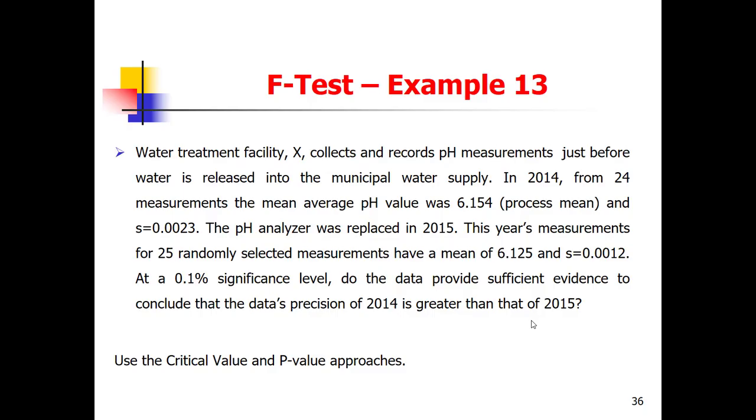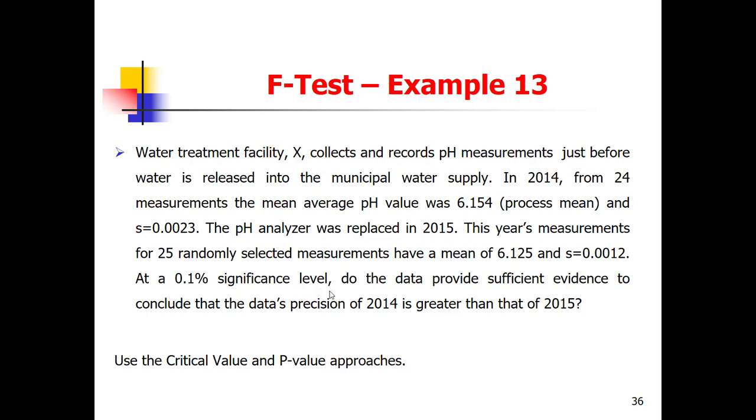And the last example is quite similar. I also solved it for you, and let's look at this together. So we have a water treatment facility X that does some pH measurement. In 2014 it did 24 measurements. The mean was this, the standard deviation was this. And in 2015 we did 25 measurements and the mean was this, the standard deviation was this.